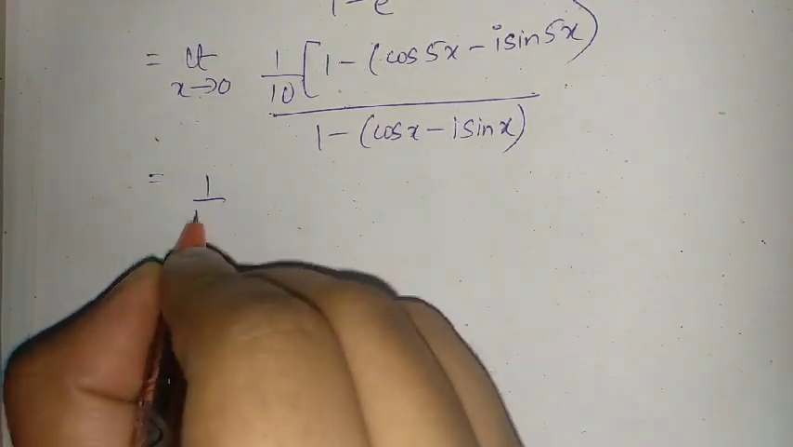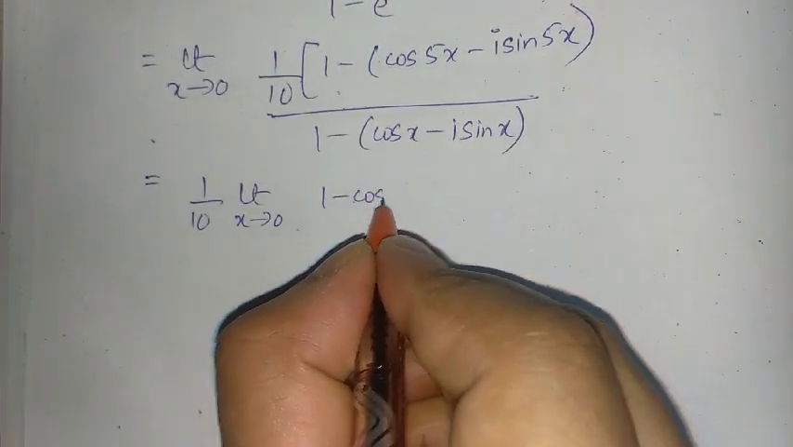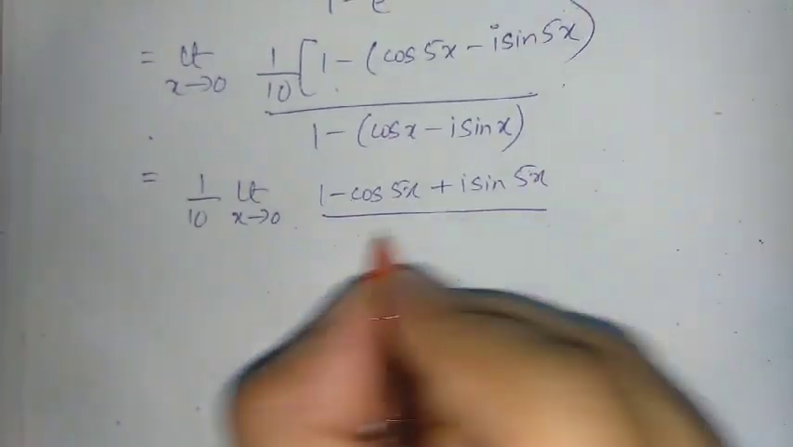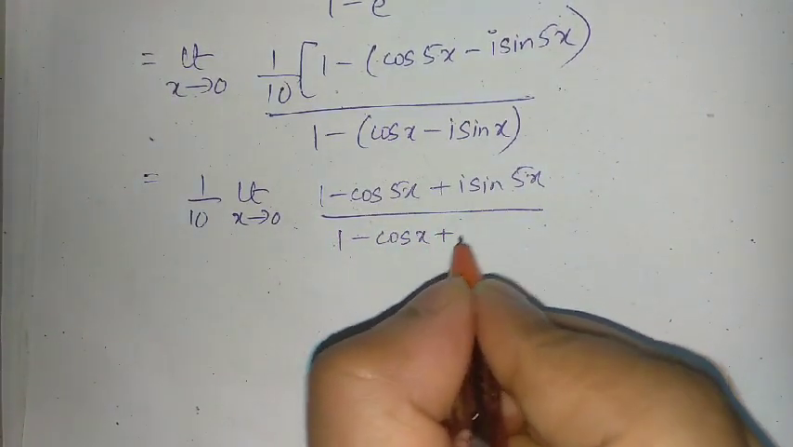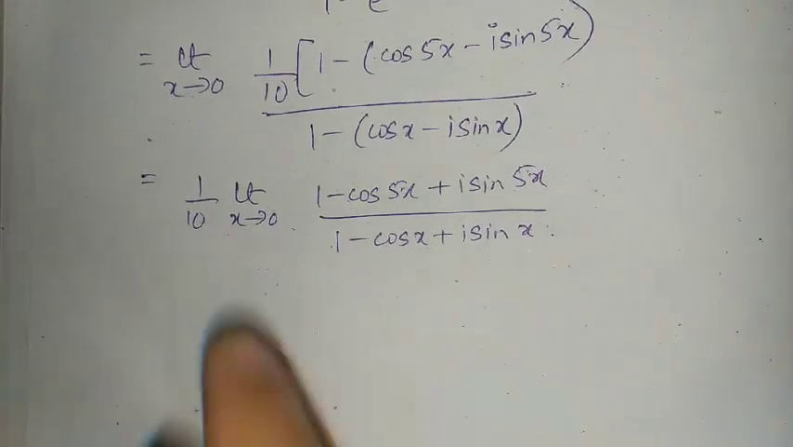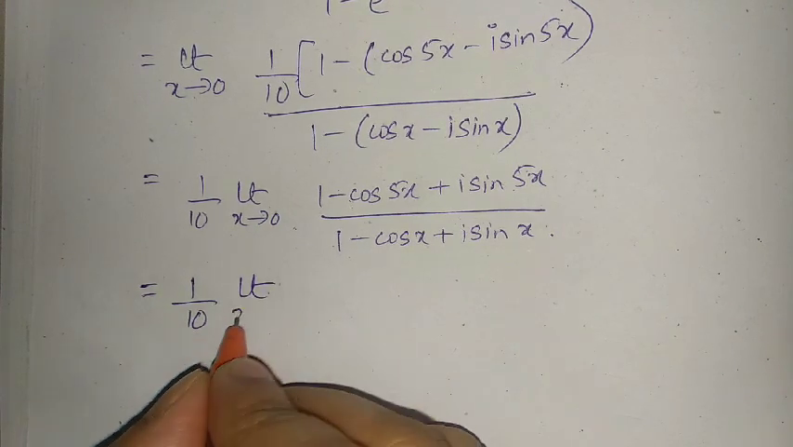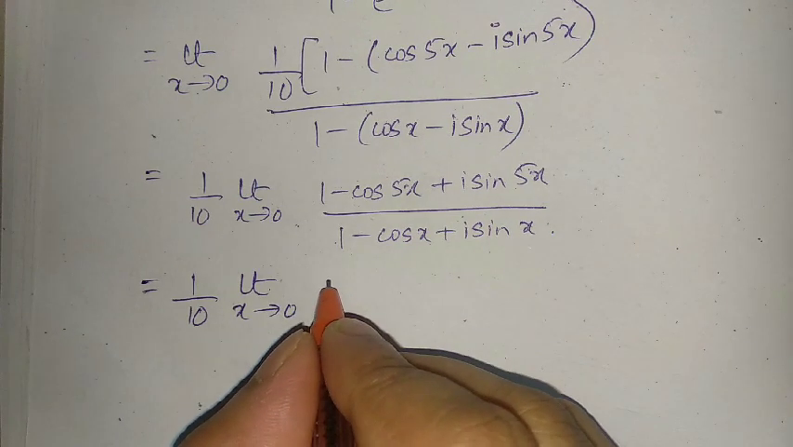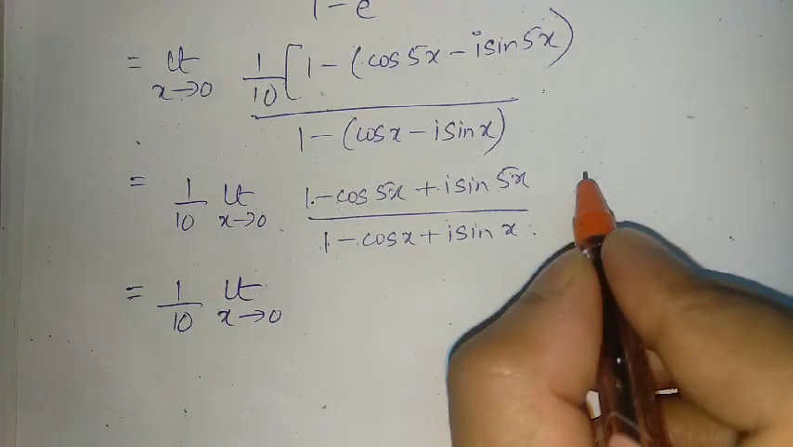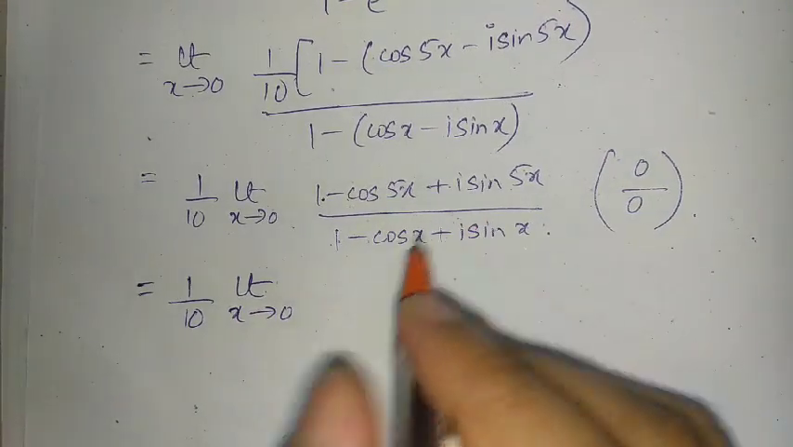So this will be equal to 1 by 10 into limit x tends to 0. We'll open the brackets: 1 minus cos 5x plus iota sin 5x divided by 1 minus cos x plus iota sin x. After this, the next step: if you check this, it is 0 by 0 form, so we will apply L'Hopital rule.